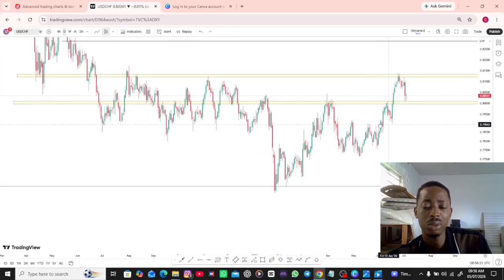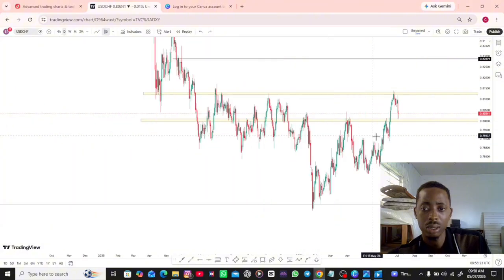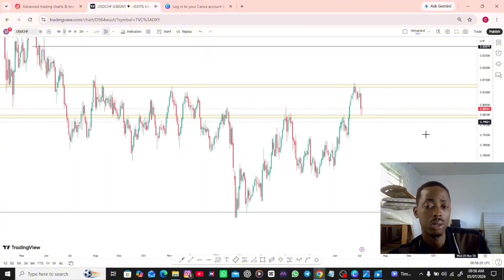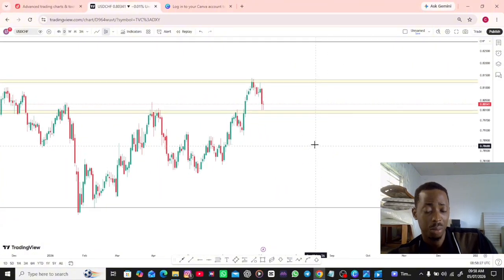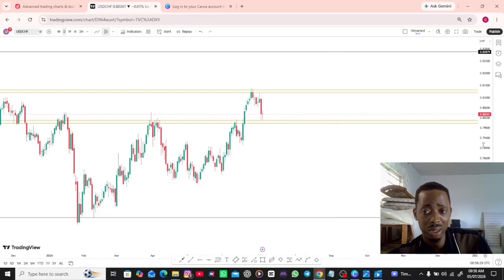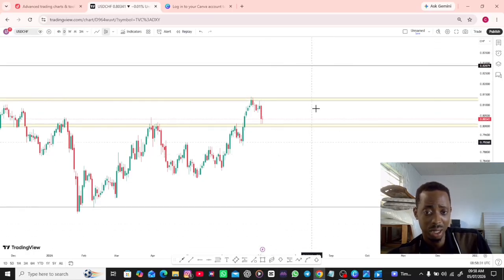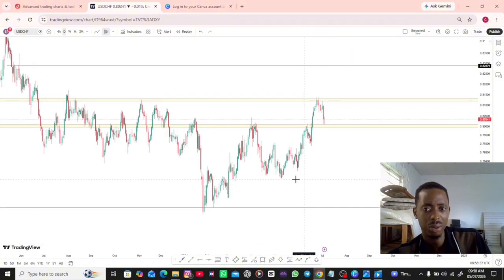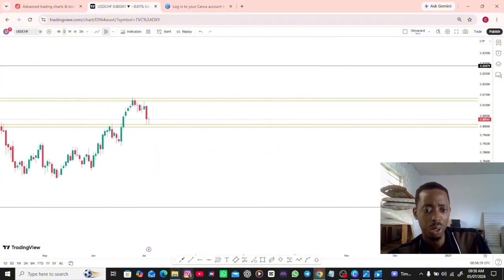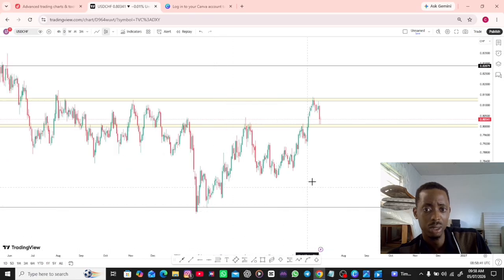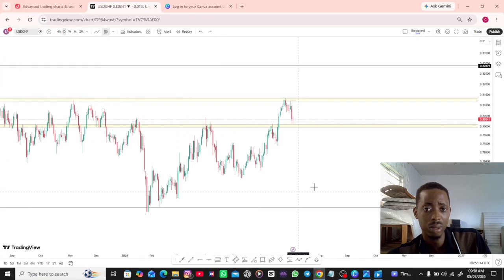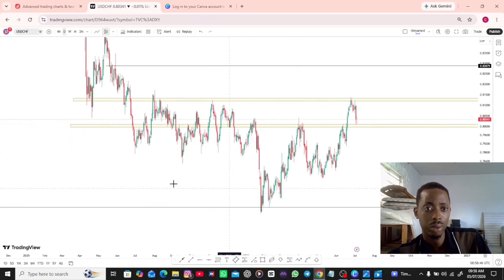So I'm still kind of bullish on USD CHF. For my bias to turn from bullish to bearish, I need this market to break this level, retest below here and start pushing down. But currently I'm still very bullish on USD CHF.